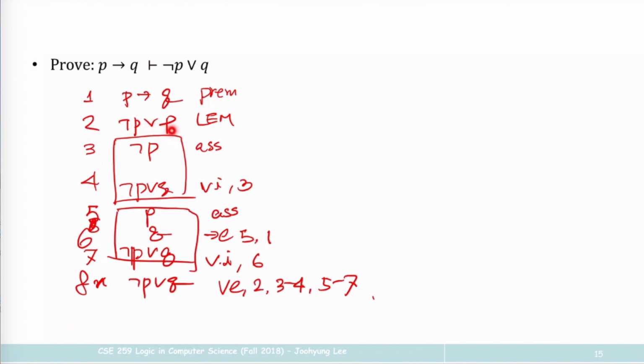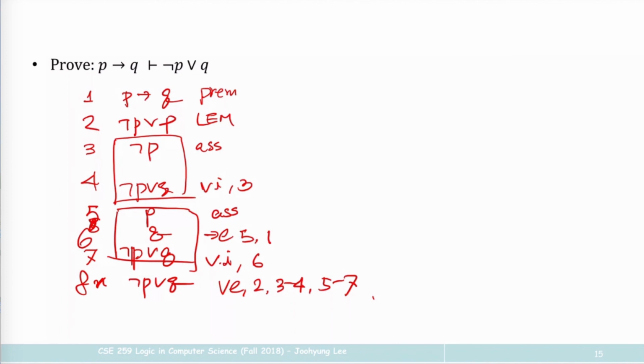If I know P, I can derive not P or Q with some more steps. If I assume P is true, and since I also know P implies Q is true, I can derive Q is true. If I know Q is true, I can derive not P or Q. We are done. That's what each box is saying.